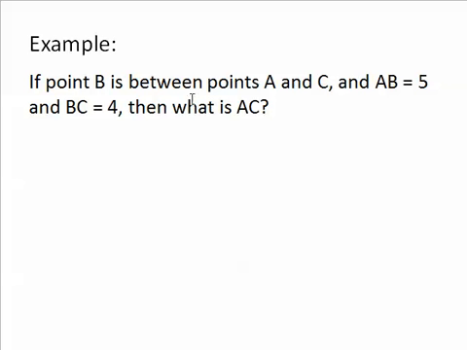If point B is between points A and C, and AB is 5 and BC is 4, then what is AC? Anytime you're given a problem like this, my best advice to you is to draw a picture. So I'm going to take my pen, draw a line. These are all collinear. Point B is between A and C, so I'm going to make 3 points. There's 1, there's 2, there's 3. The distance might be a little weird, but that's fine. And then I'm just going to label them.